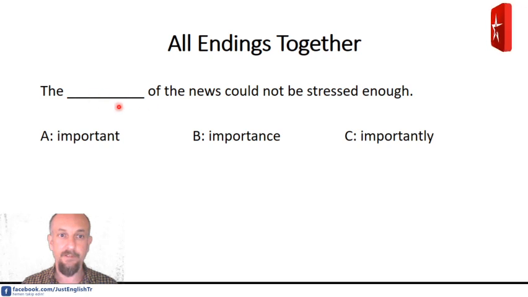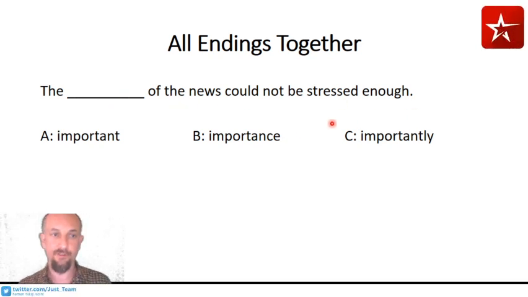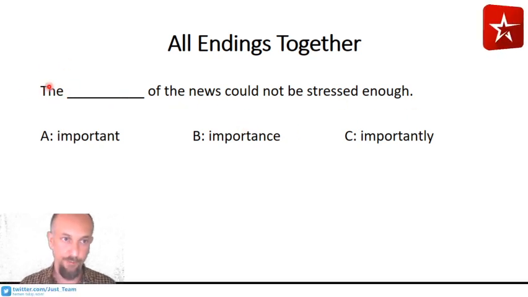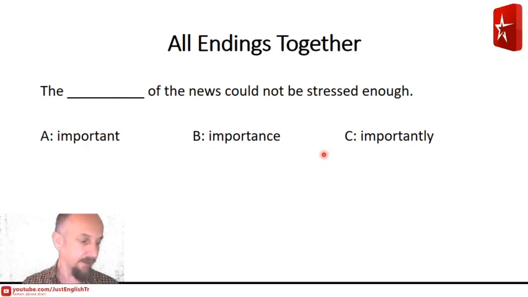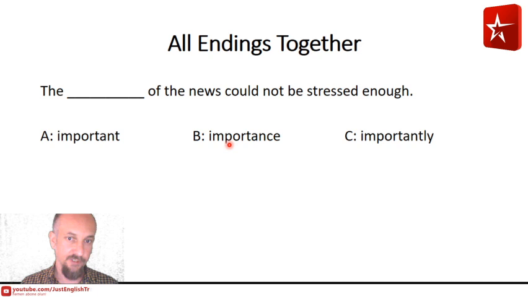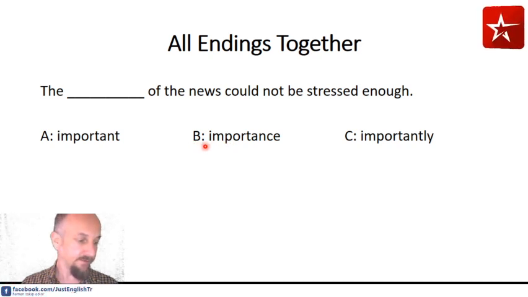The blank of the news could not be stressed enough. Well, here we know we need to use a noun. We know that the noun is important. So which of these, A, B, or C, is the noun? Can says B. Pelin says B. Gizem says A. Umut says B. Jada says B. Ainur says A.